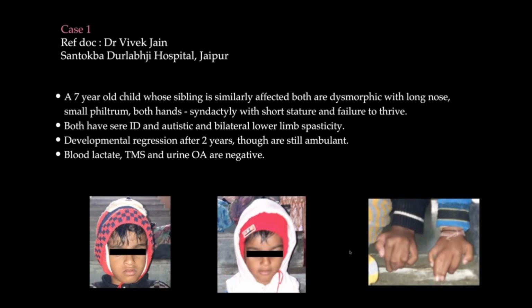Both the siblings have severe intellectual impairment with autistic features and bilateral lower limb spasticity. The male child demonstrated developmental regression after 2 years and is still ambulant. The blood lactate, TMS, and the urine organic acids are negative. If Dr. Vivek is there and would like to add anything to it or describe the features.